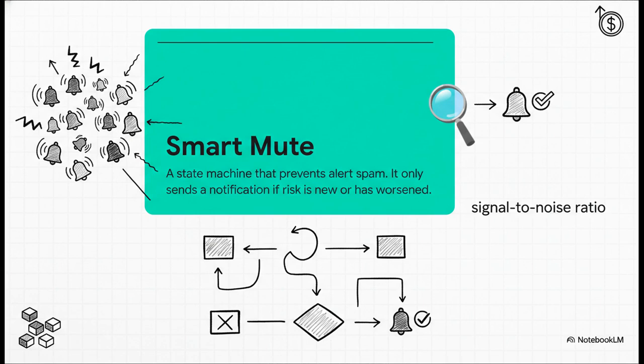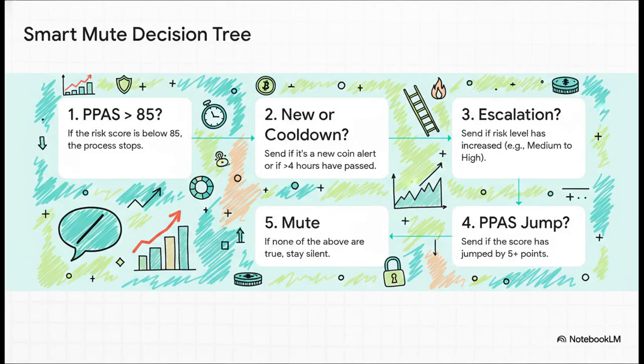And look, anyone who's ever used an alert system knows the pain of getting the same notification over and over and over again. Smart Mute is designed to solve exactly that. Its only job is to make sure you get a notification when something has genuinely changed, keeping the signal-to-noise ratio really high. So let's just walk through its little decision tree.